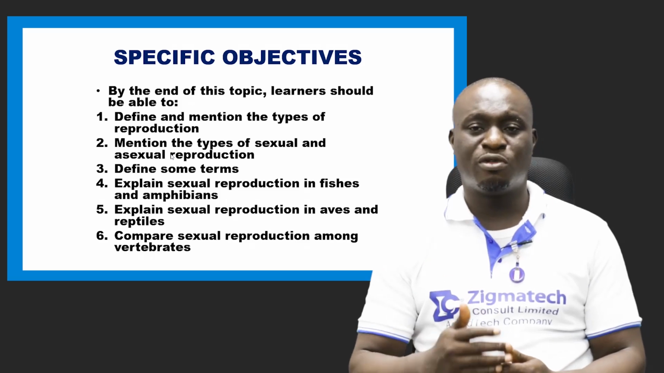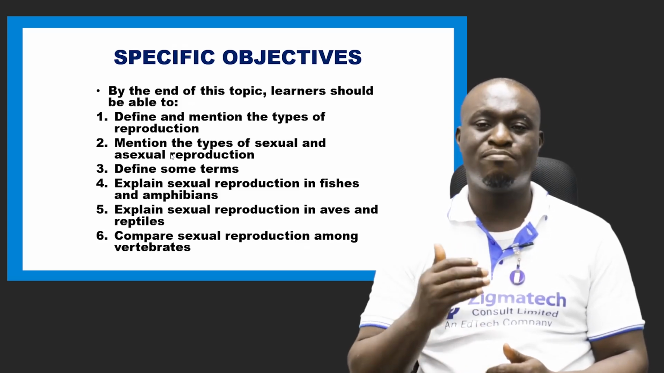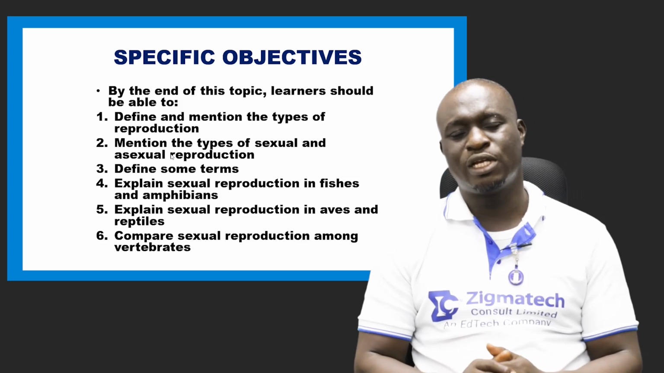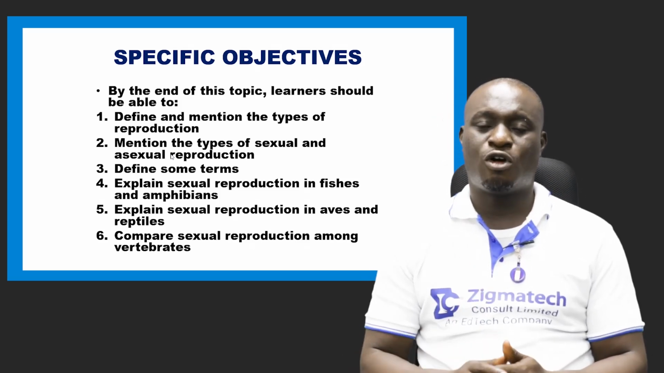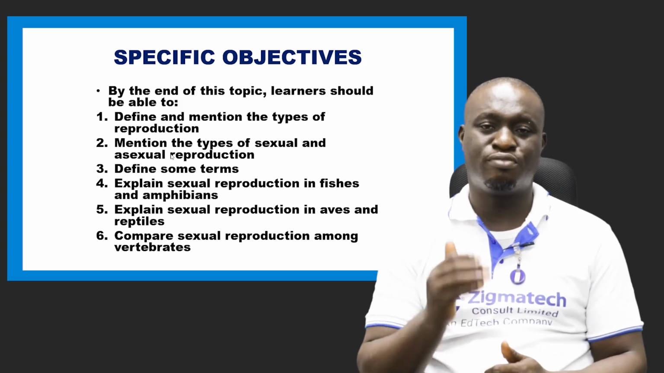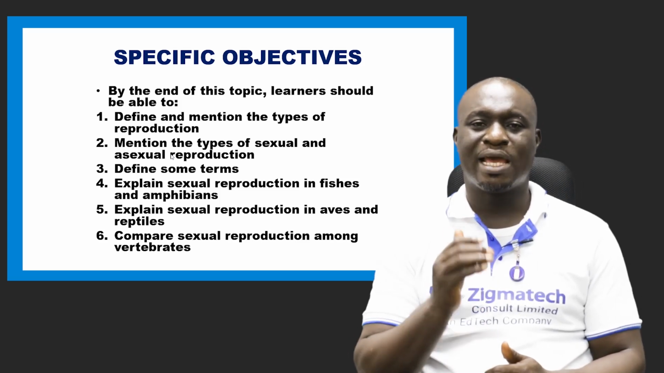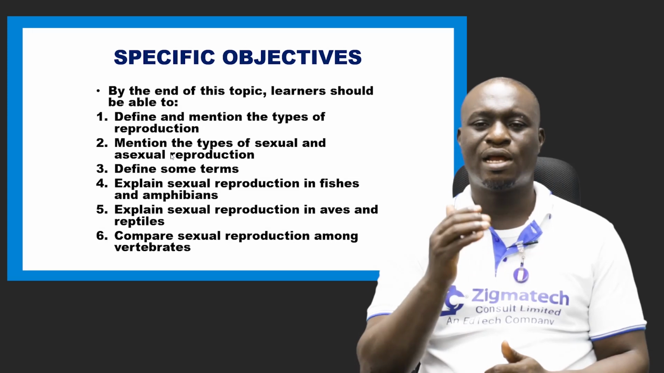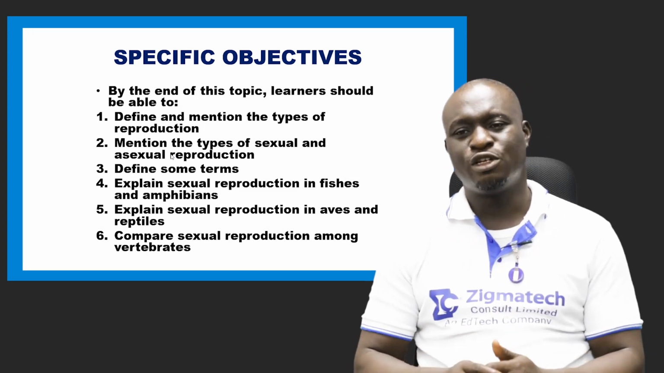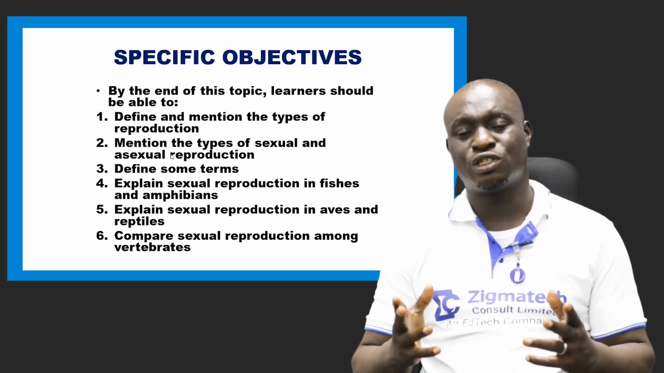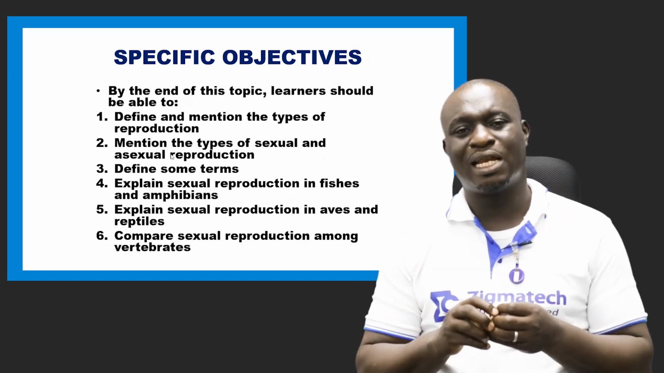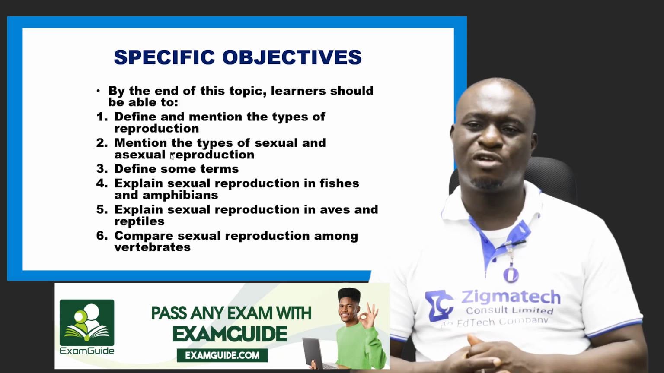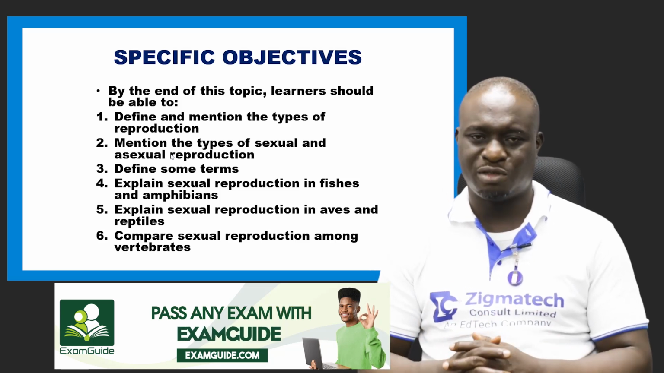And then briefly, number 4, you should be able to explain briefly sexual reproduction in fishes as well as in amphibians. And then also you should be able to explain briefly sexual reproduction in aves as well as in reptiles. And then finally, you should be able to compare, because this comparison helps to give you an idea of the similarities as well as the differences among these vertebrates.